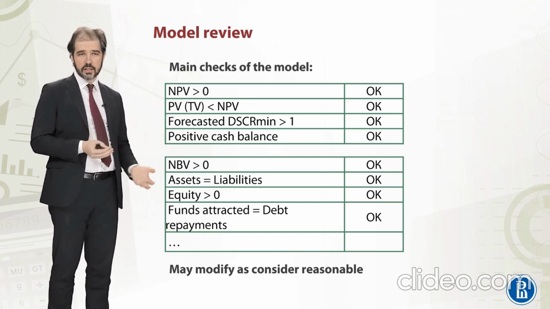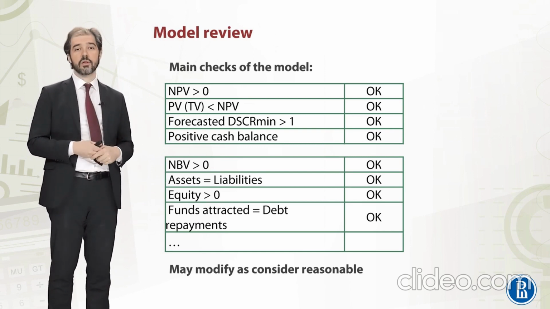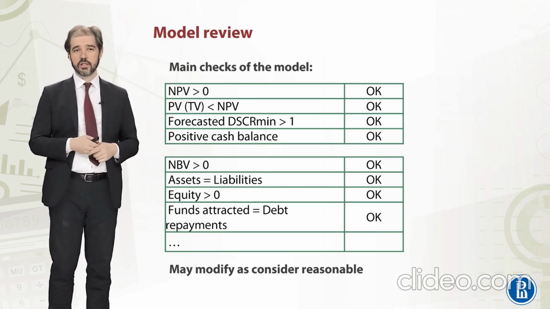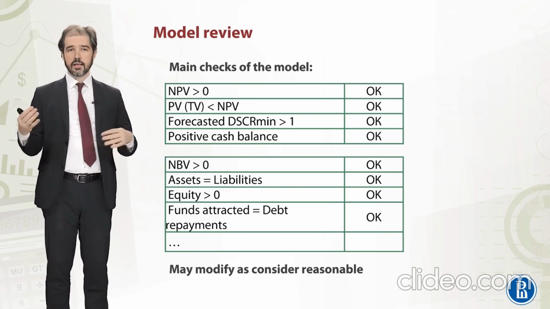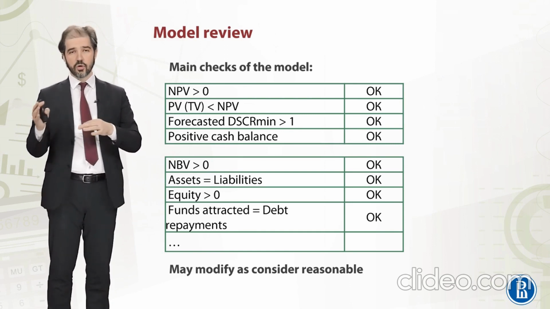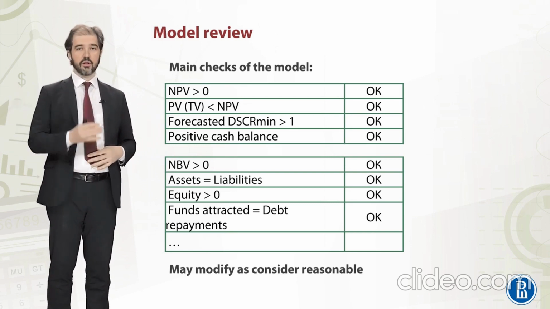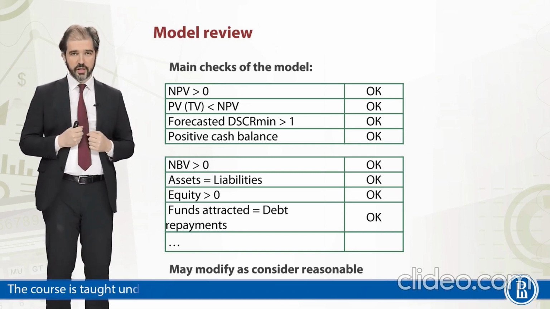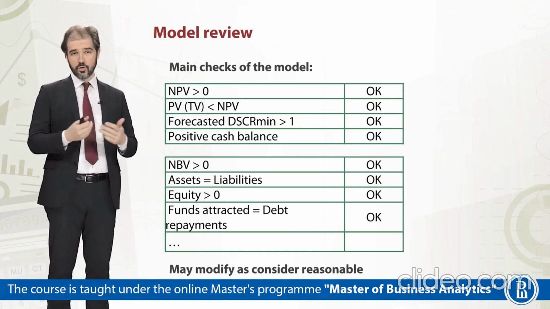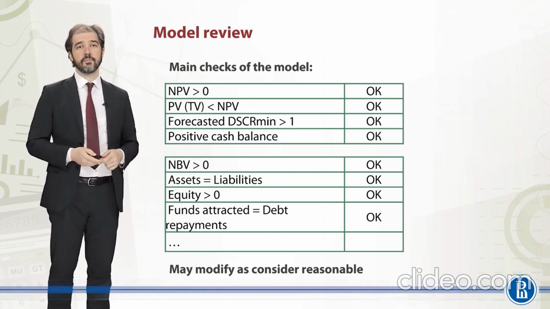Then net book value of fixed assets is more than 0. Assets are equal to liabilities plus equity, certainly. Equity, or net assets of your business, will be more than 0. Then funds attracted is the same as, equal to, debt repayments. Usually this is called a little bit differently: sources equal uses. So in each period and in total for your model, all the sources of your finance will be equal to the uses of your finance, what you spend on. And you may modify all these checks as you consider reasonable.